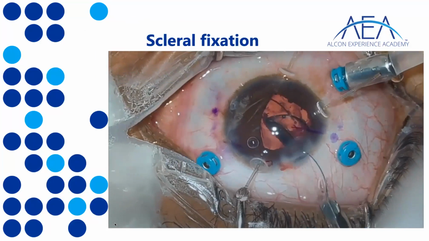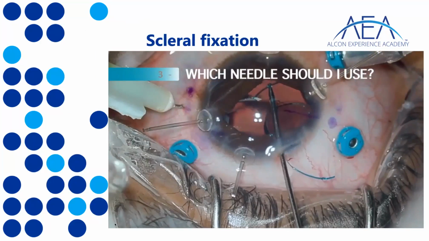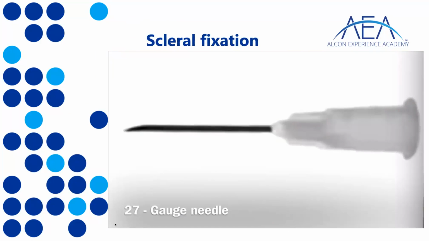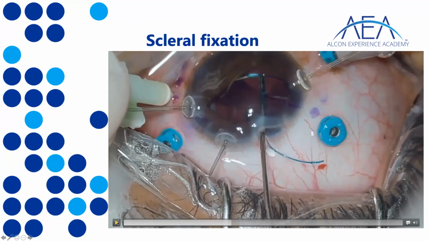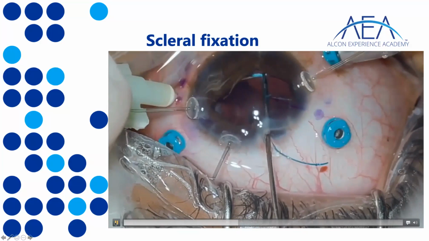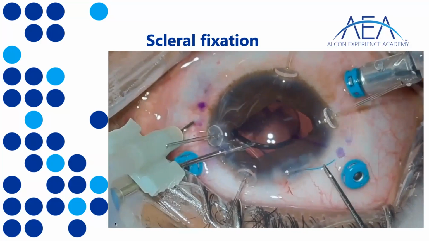And which needle is the best? Usually, a 27 needle is the perfect solution to that. So a standard 27 needle, you just puncture through the sclera. Then you grab your haptic with a pair of forceps, and you use the forceps to insert the haptic inside the lumen of the needle. Then you withdraw the needle, and of course the haptic stays in place. You do exactly the same on the other side.